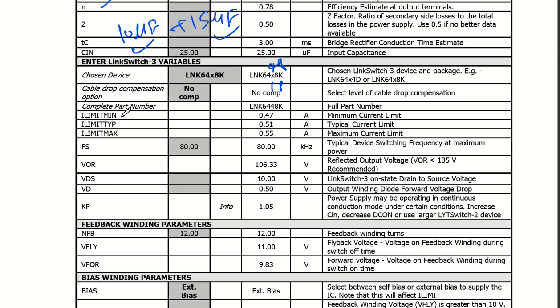Now the I limit minimum is 0.47 ampere, the minimum current limit. The typical current limit is 0.51 ampere. The typical switching frequency is 80 kilohertz. This device is capable of working up to 85 kilohertz or so, but it is working at 80 kilohertz. We have the reflected output voltage, which is 106 volt, and the link switch on-state drain to source voltage, which is 10 volt.